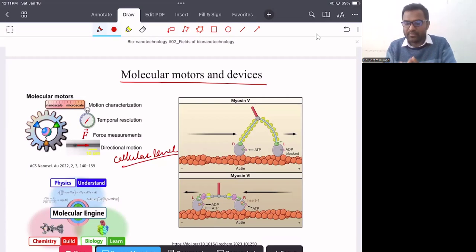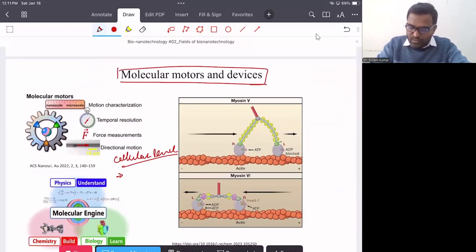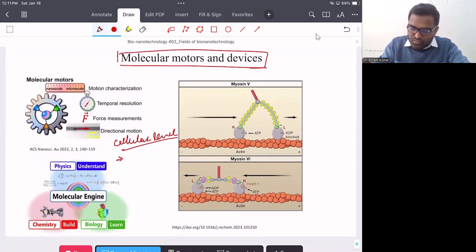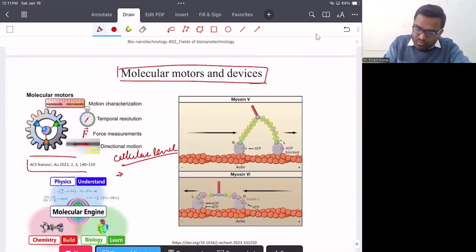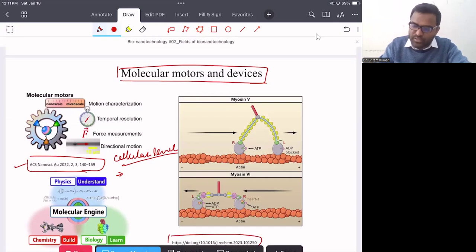So that will go inside our cell, and it can work there, maybe modifying a particular gene in the DNA, or repairing cell damage, and these molecular motors and devices have huge applications. So these are the applications. If you want to read more details about molecular motors, go to that reference, and there are other references here, and study in more detail what molecular motors and devices are.